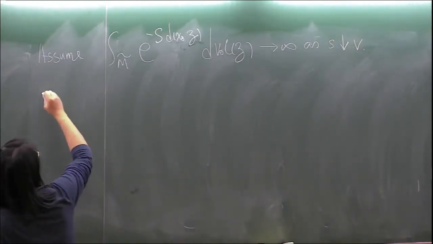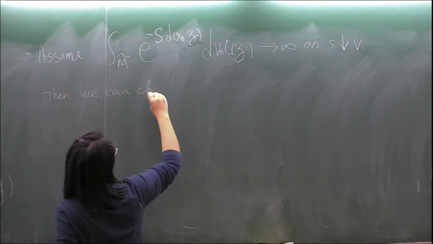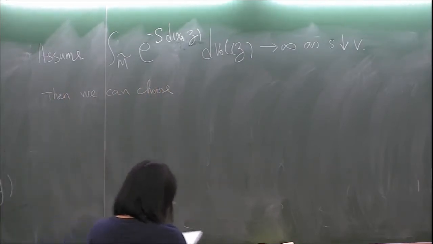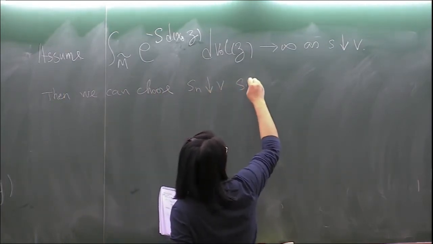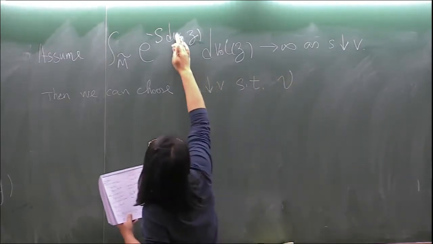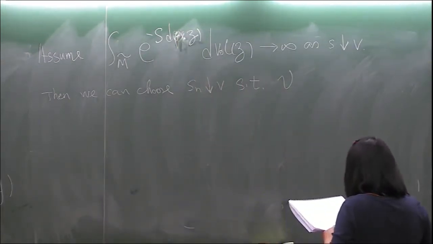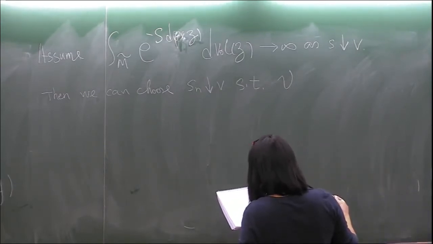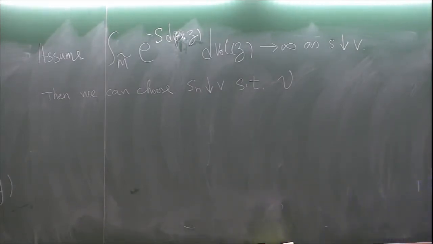Then you can choose, we can choose this s_m. You can choose some subsequence so that this is defined in this way. So here I can put beta, it doesn't matter. Okay, so you can choose this one so that we want to construct this.